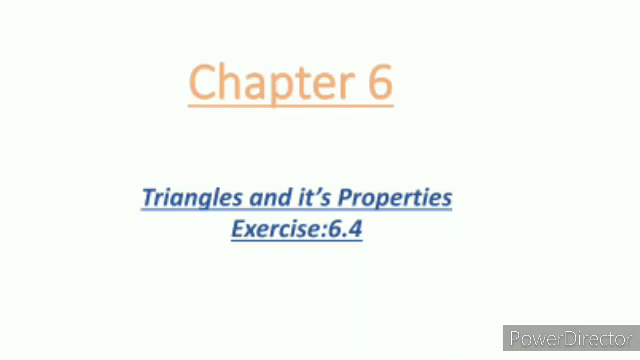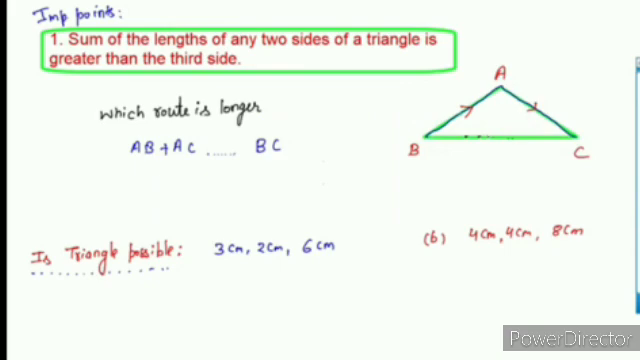Hello students, in today's class we start the new exercise 6.4 of chapter 6, Triangles and its properties. Today we learn a new property of triangles about sides, that is, the length of sides. The property is that the sum of the lengths of any two sides of a triangle is greater than the third side. I'll explain with one example.